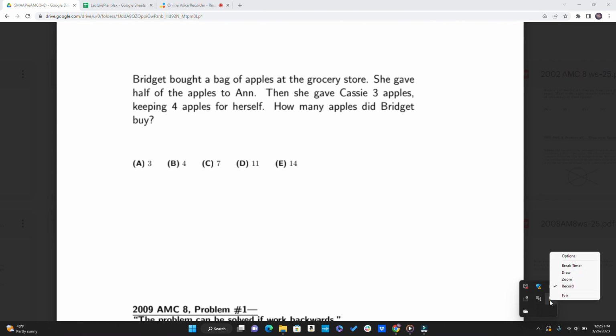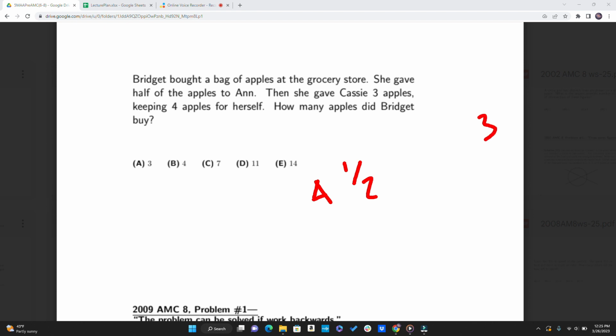All right, Bridget bought a bag of apples at the grocery store. Half of the apples are given to Anne, and then she gave Cassie 3 apples, keeping 4 apples for herself. How many apples did Bridget buy? Okay, half of them went to Anne, so Anne got a half. She gave Casey 3, so Casey got 3. And then she kept 4 to herself.